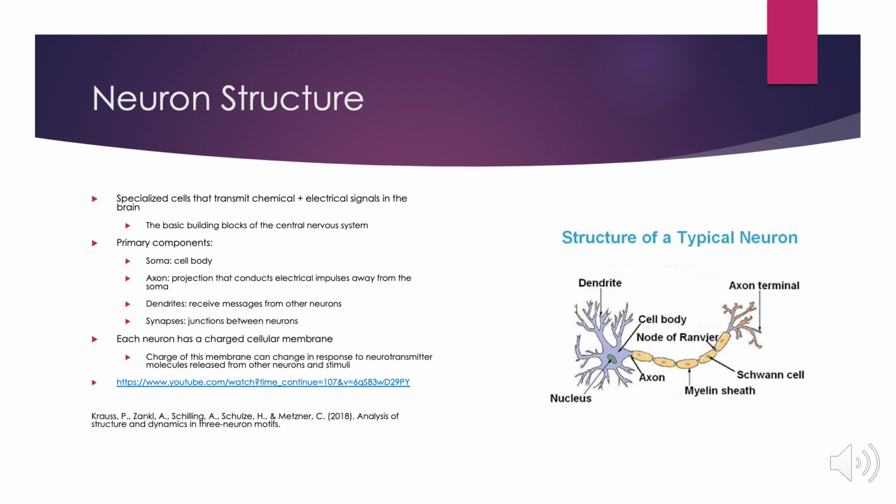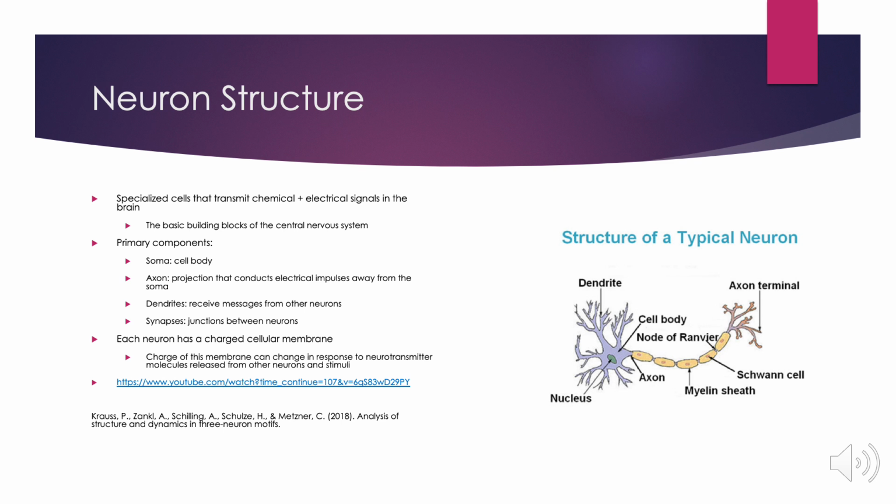So a neuron is a specialized cell that transmits chemical and electrical signals in the brain. They are the basic building blocks of the central nervous system. As I mentioned before, the central nervous system is very important to the overall function of the human body. So therefore, neurons are very important as well. Now, there are 4 primary components of a neuron.